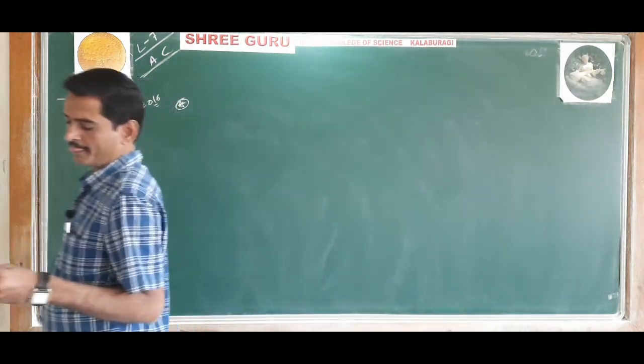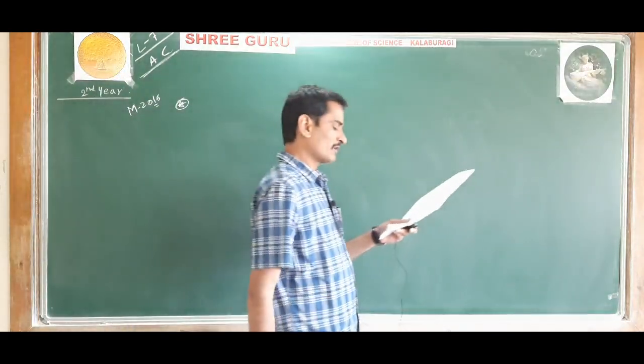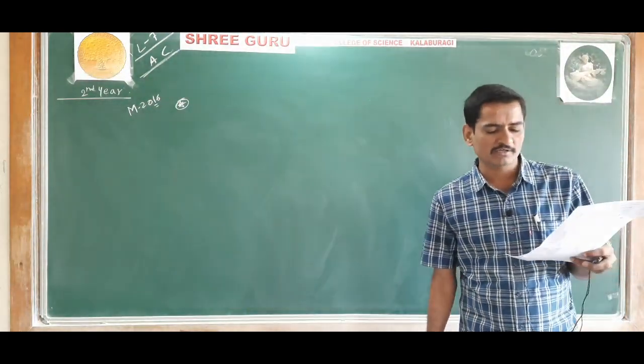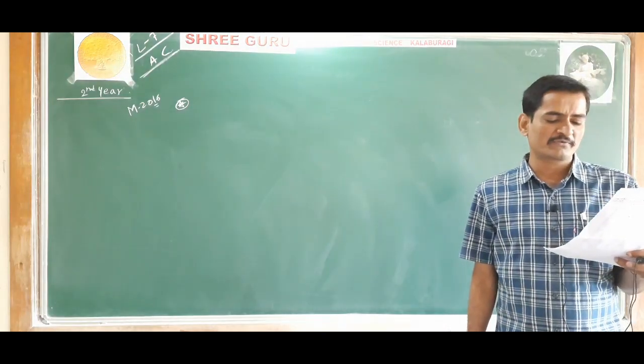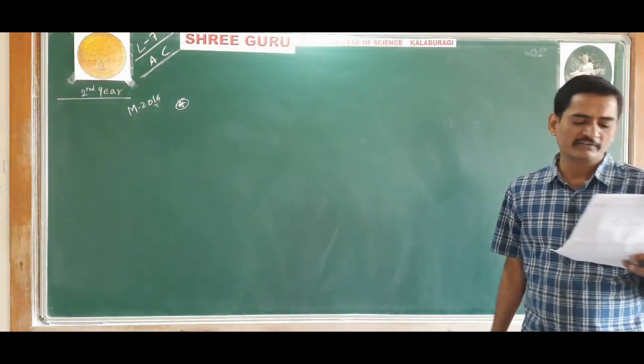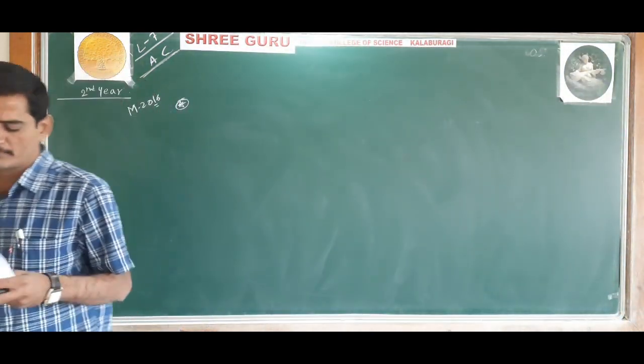Or once again I will read the question. Calculate the resonant frequency and Q factor of a series LCR circuit containing a pure inductor of inductance 4 Henry, capacitor of capacitance 27 microfarad and resistor of resistance 8.4 ohm.